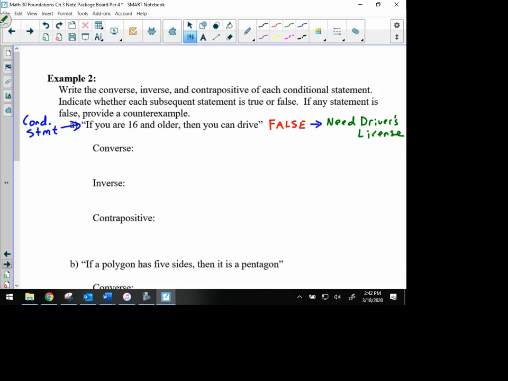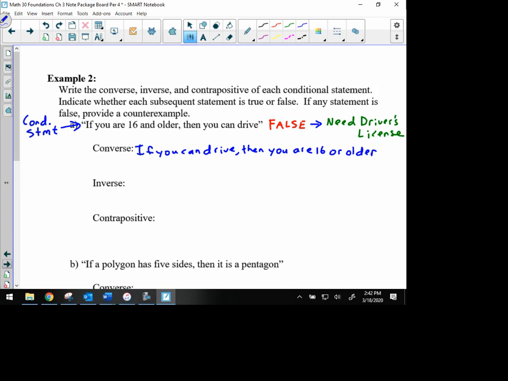Let's do the converse. So remember from 3.5, the converse is when the hypothesis and the conclusion get flipped around. So we'll write the converse here. If you can drive, then you are 16 or older.